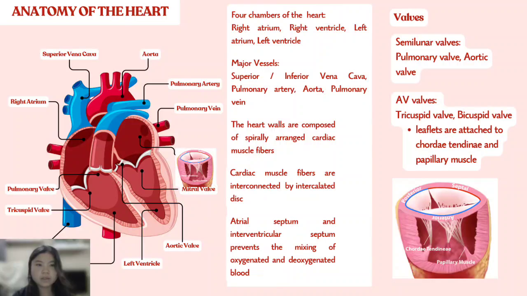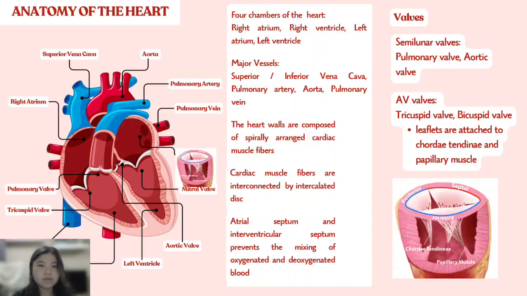The heart consists of 4 chambers: the right atrium, right ventricle, left atrium, and left ventricle. It can be divided into 2 sides, the right and left side, with the right side containing deoxygenated blood, while the left side contains oxygenated blood. It can also be divided into atria and ventricles. The atria receive blood returning to the heart and pump it to the ventricles, while the ventricles pump blood away from the heart.